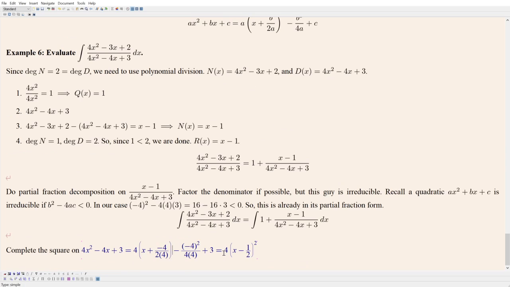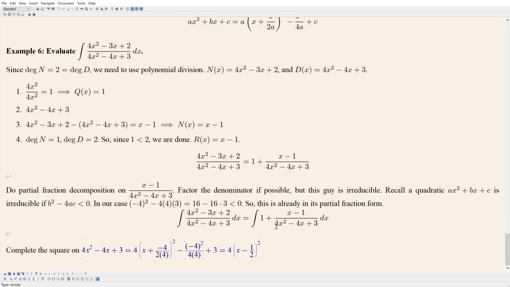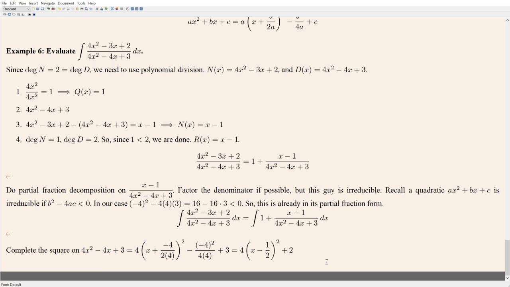Oh, that's weird. Why isn't there a squared here? So 16 over 4. Oh, this is just 16 over 16, so this is minus 1. Minus 1 plus 3 is plus 2. Okay, so there's that. So that is actually what we have in the denominator here.